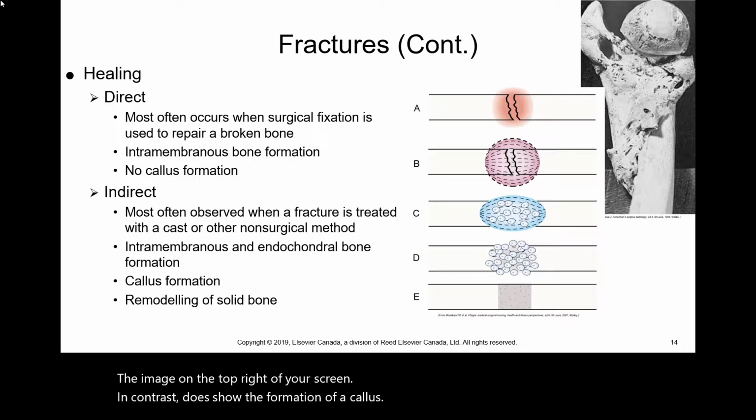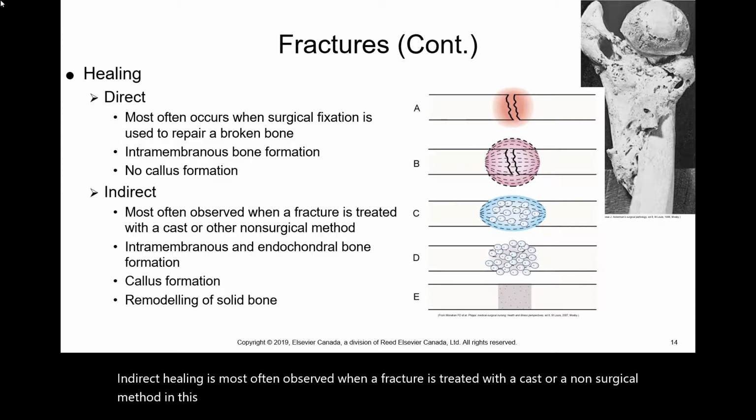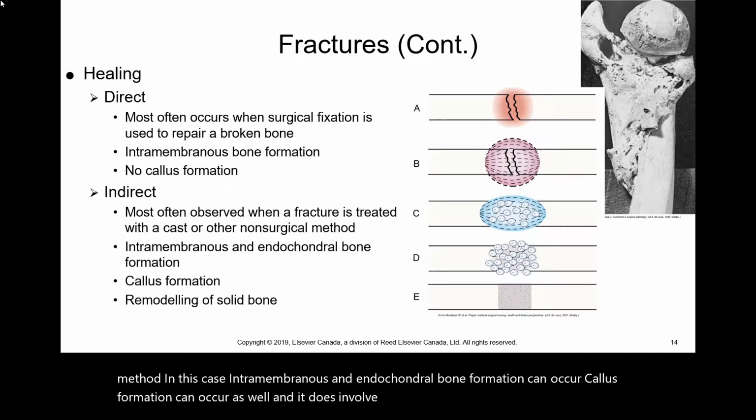Indirect healing is most often observed when a fracture is treated with a cast or a non-surgical method. In this case, intramembranous and endochondral bone formation can occur. Callus formation can occur as well, and it does involve the remodeling of a solid bone.